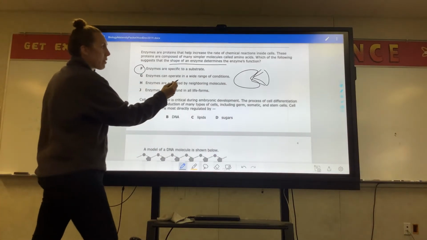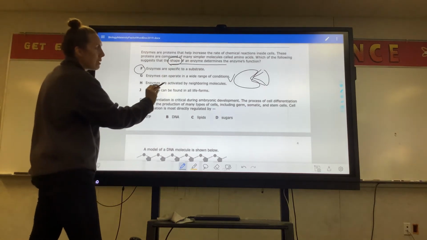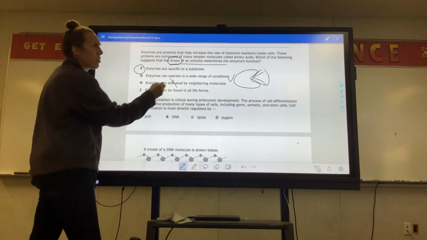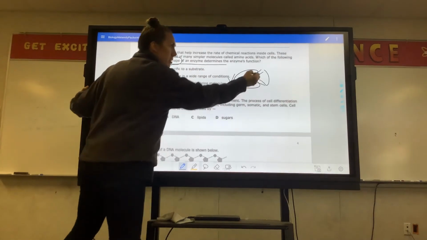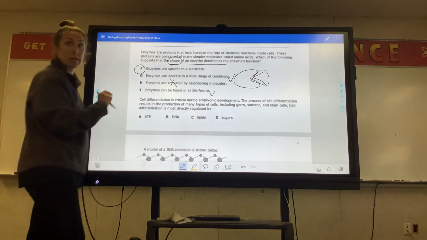Enzymes can operate in a wide variety of conditions. That is true, but that does not talk about the shape. Enzymes are activated by neighbor molecules. No, they're activated by a specific substrate. And enzymes can be found in all life forms. Yes, but that does not talk about the shape. Okay, next one.